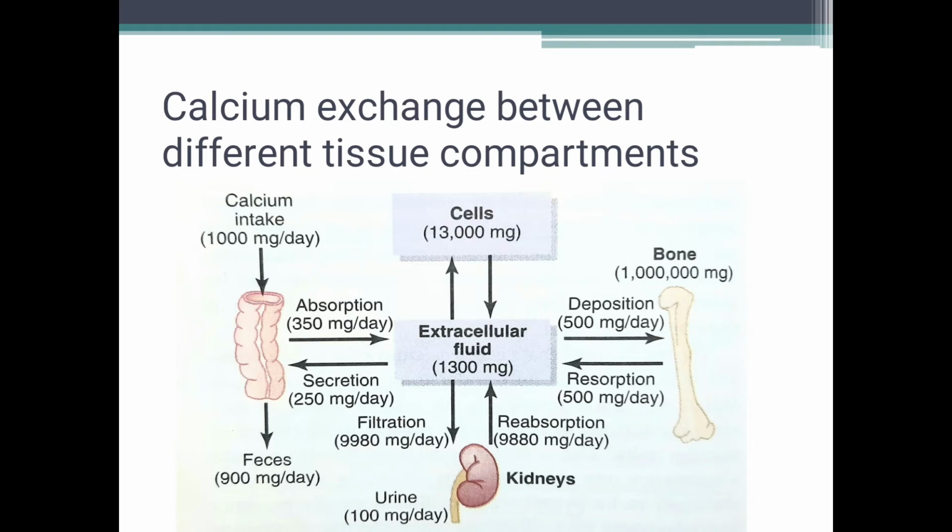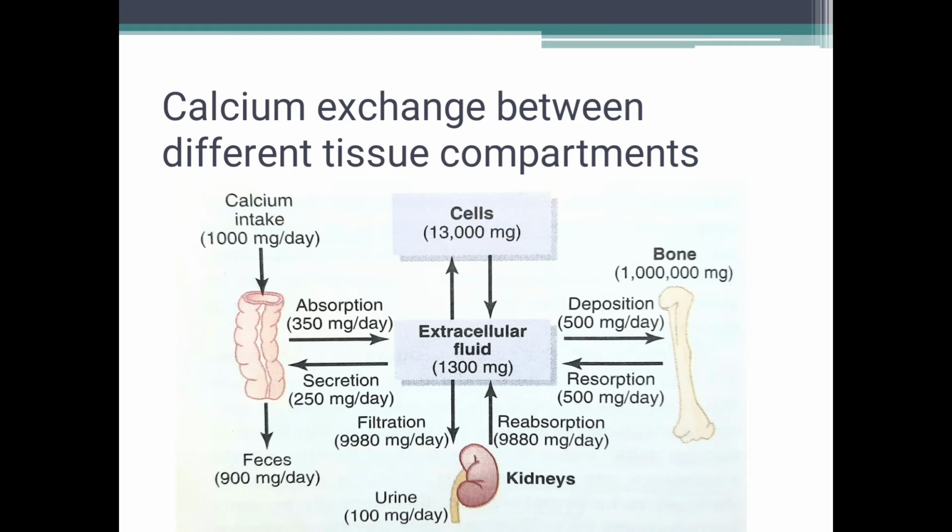So intake is 1000 milligram per day, and of this intake, 35% of the ingested calcium is usually absorbed. So see, absorption is 350 milligram per day. That is 35%. 1000 times 35% is 350 milligram per day that is absorbed, and the remaining will be excreted in the feces.